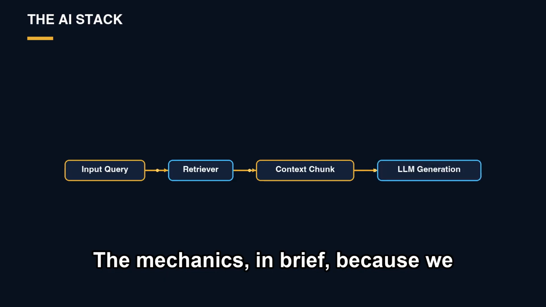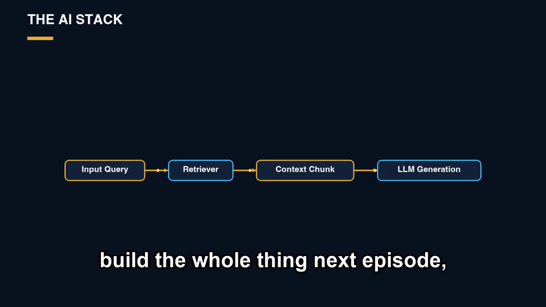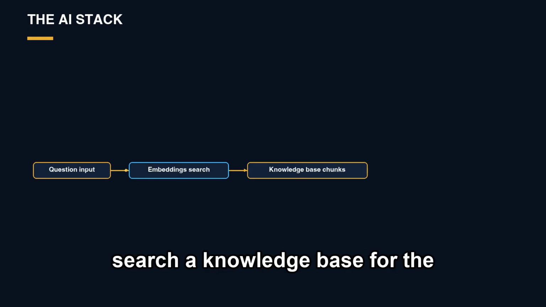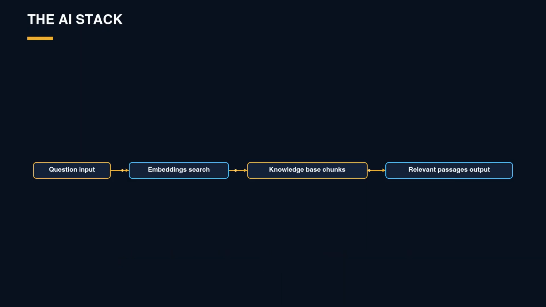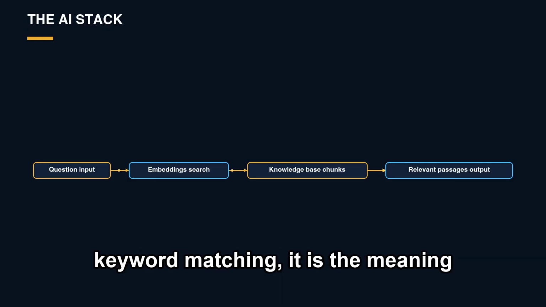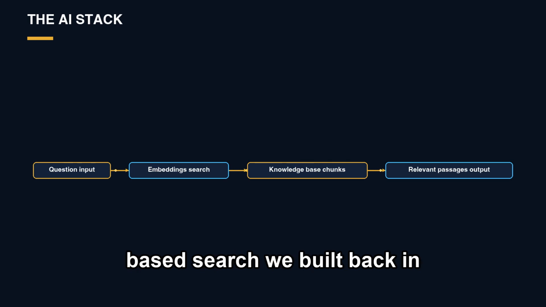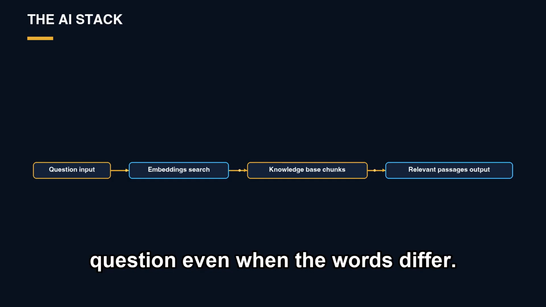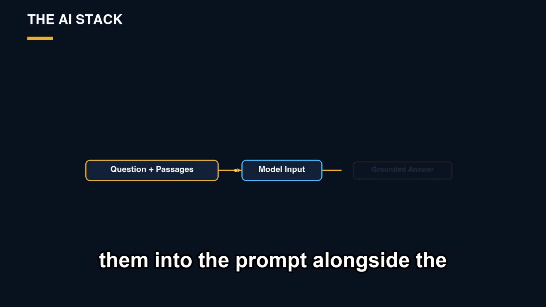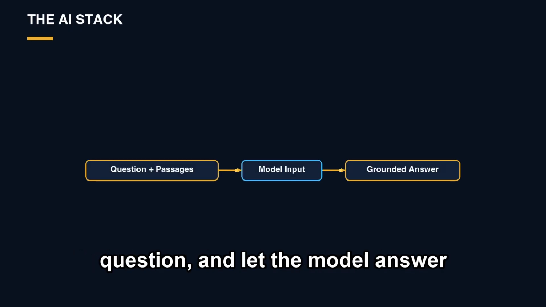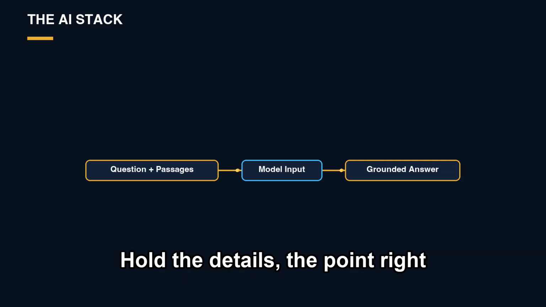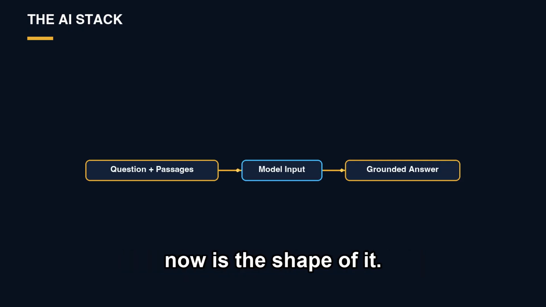The mechanics, in brief, because we build the whole thing next episode, go like this. When a question comes in, you search a knowledge base for the chunks of text most relevant to it. And that search is not crude keyword matching. It is the meaning-based search we built back in episode 3 with embeddings, finding passages that match the intent of the question even when the words differ. You take those retrieved passages, paste them into the prompt alongside the question, and let the model answer grounded in them. Retrieve, then generate. Hold the details. The point right now is the shape of it.